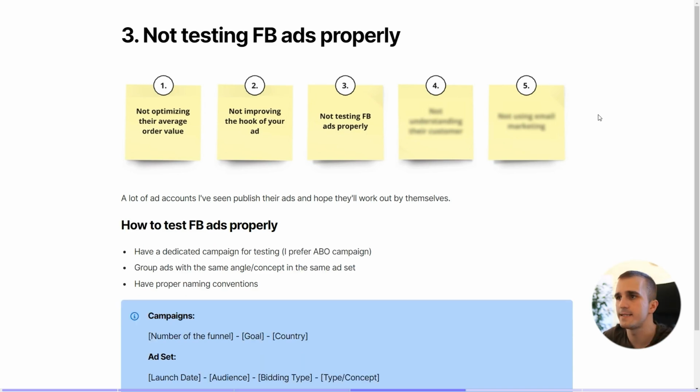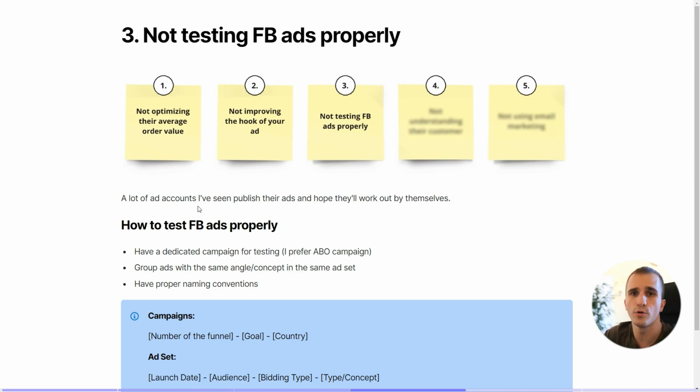The third mistake that I see many e-commerce owners make is that they are not testing their Facebook ads properly. What I mean by that is that in a lot of ad accounts I've seen, they just publish their ads and hope that they'll work out by themselves. Every time you publish your ad, you really need to have an assumption why you are publishing that ad: what are you trying to test, how are you trying to resonate with your audience, how are you trying to sell your product, what is the hook that you're trying, and all these things. Because if you don't, you will just spend your money and you might get some return on that, but the problem is that you will not learn from your market. And if you don't learn from your market, your business is not going to last for too long.